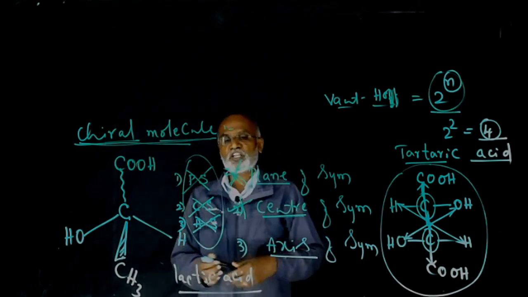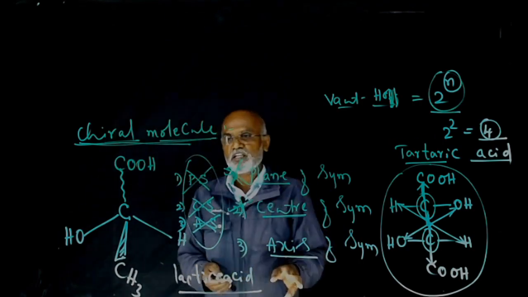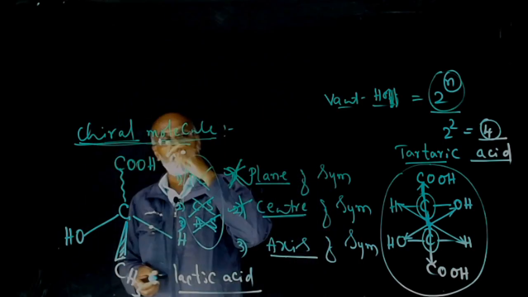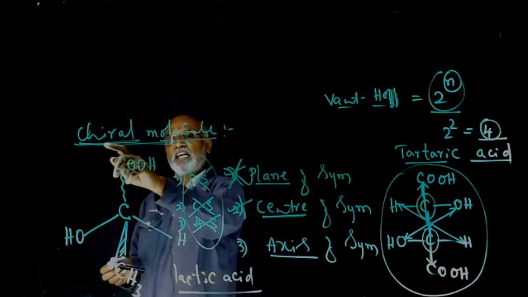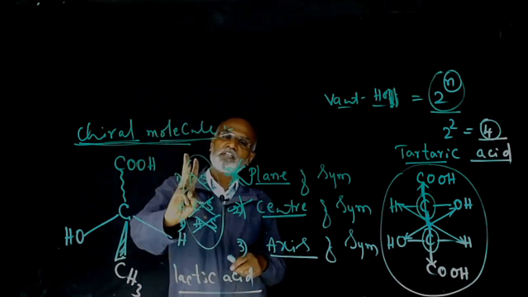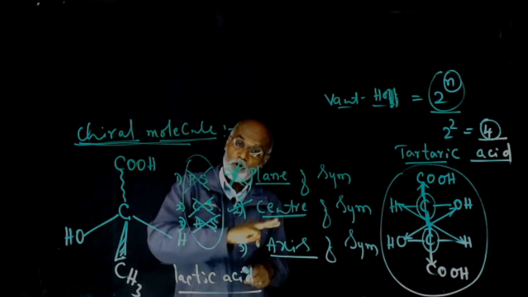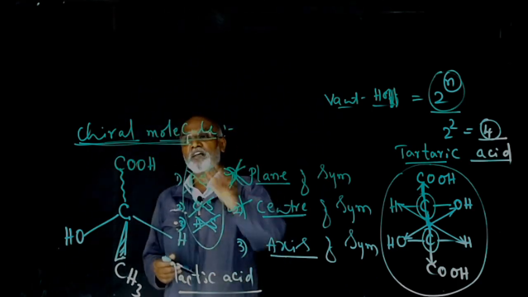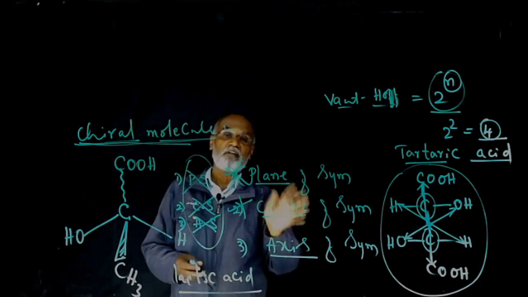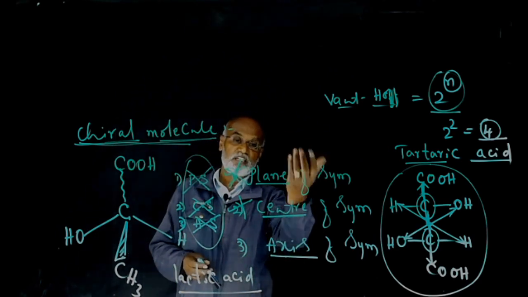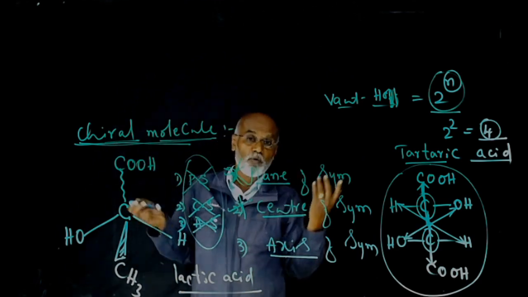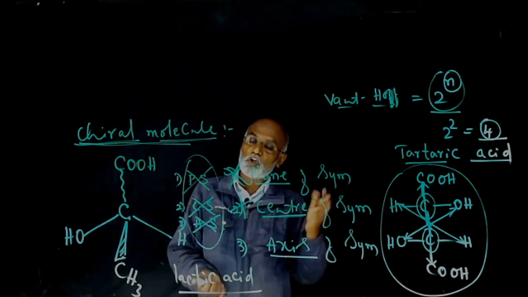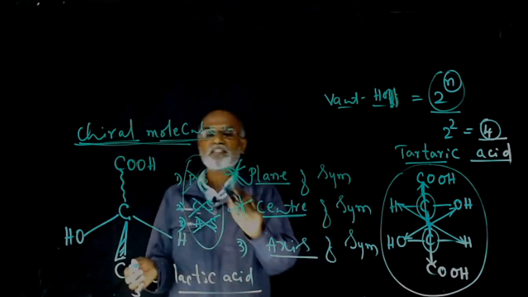Any molecule for which all the three symmetry elements are absent, such molecules are called chiral molecules. Then lactic acid is a chiral molecule because all the three symmetry elements are absent. Now, next simple question is whether such chiral molecules are actually active or not. That can be decided very easily. Our condition for any molecule to be optically active is absence of plane of symmetry.